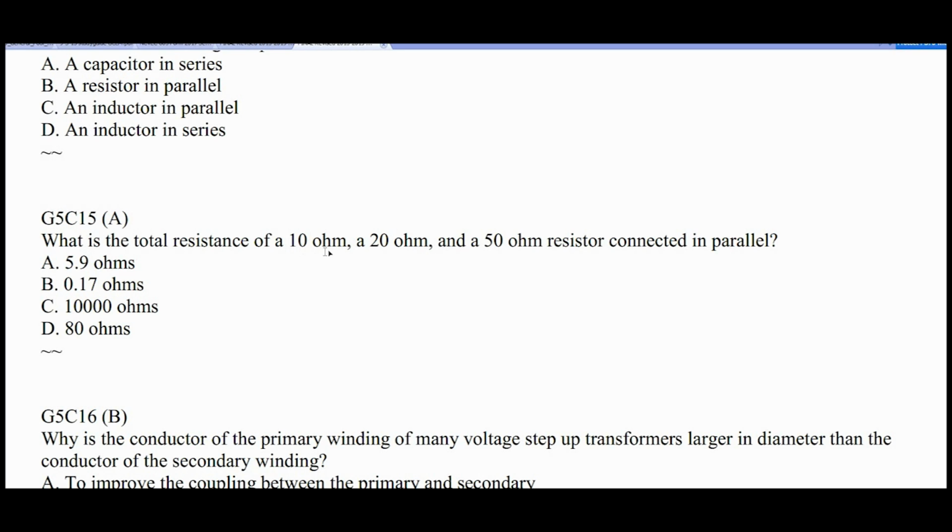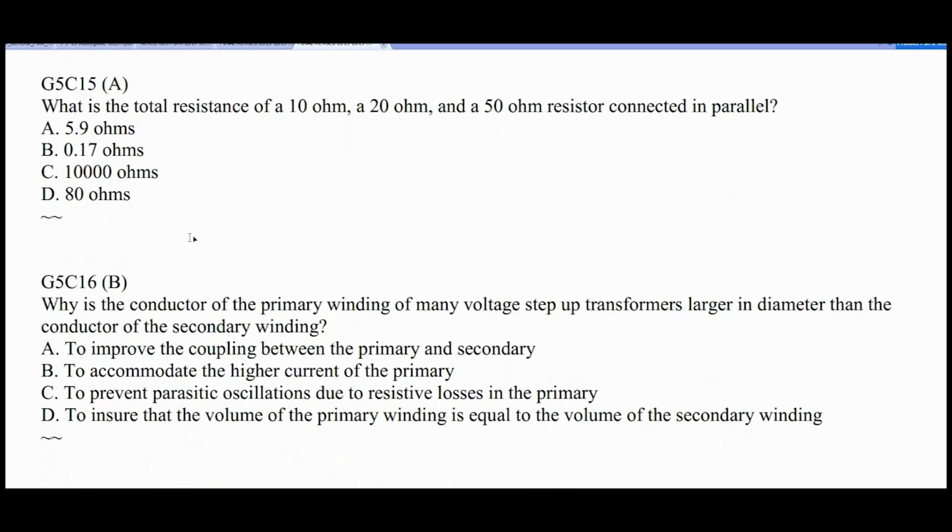G5C15, what is the total resistance of a 10 ohm, 20 ohm, 50 ohm connected in parallel? Well, it's going to be less than the 10. And that leaves us with 5.9. That one's way too small. These are crazy high. That's not in the ballpark, I think. That's if you added these together, which would be the wrong answer. So it's a 5.9.